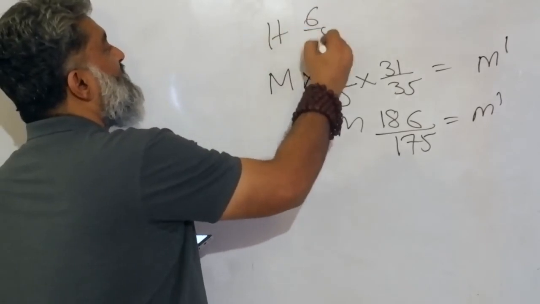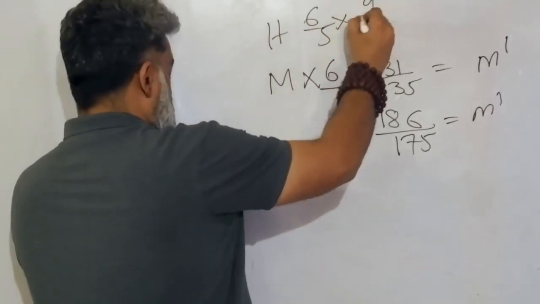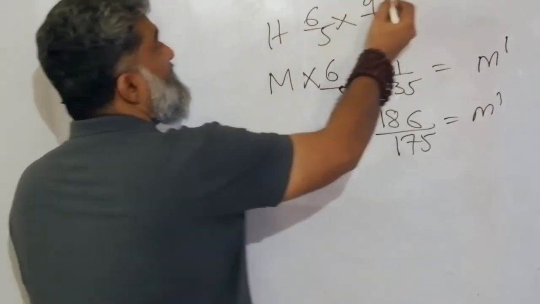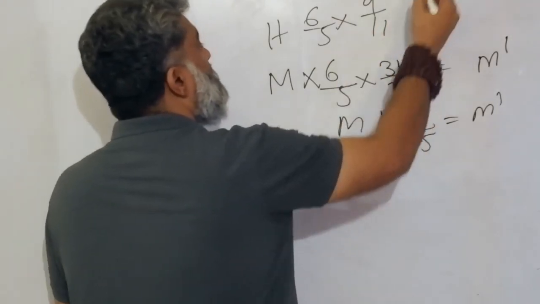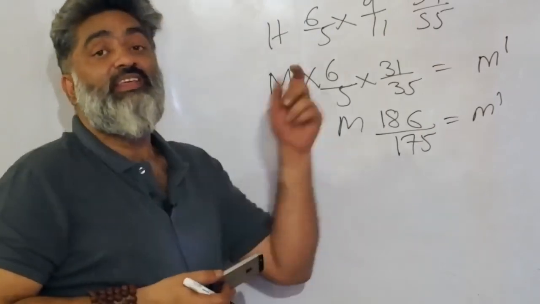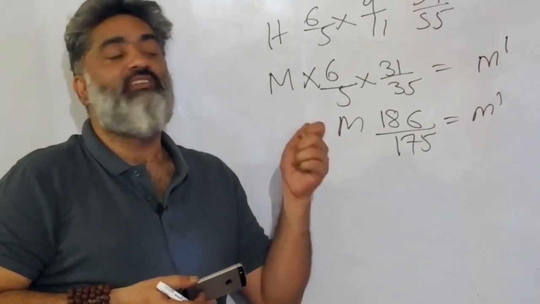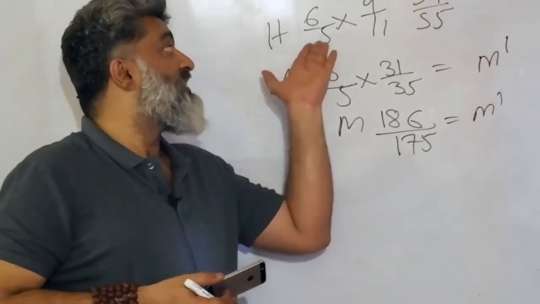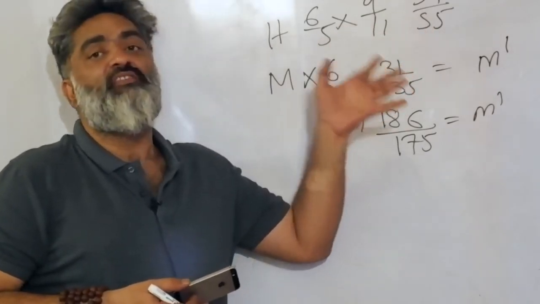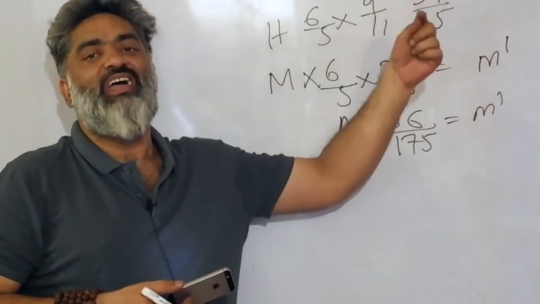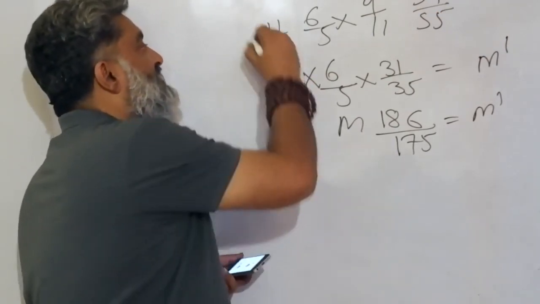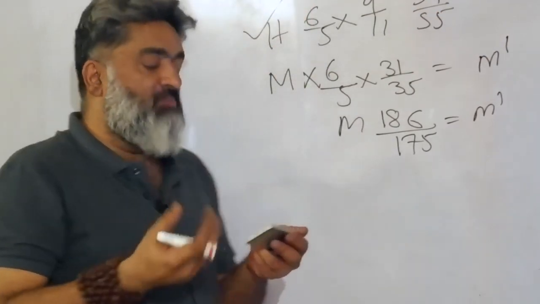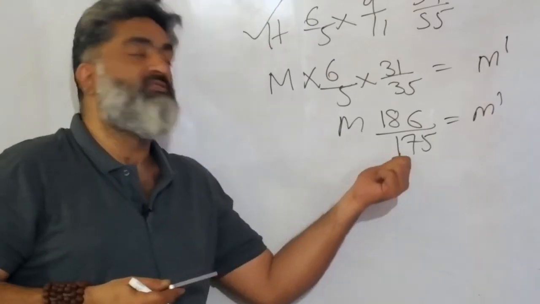Honda into 6 by 5 into 9 by 11. 6 nines are 54 and 5 11s are 55. 54 upon 55. This multiplying factor is less than 1. That means once I multiply h into 54 by 55, the new value of h dash is going to be lower than h. So that's my answer, and the answer is going to be Honda. Maruti, I already saw that it wasn't working.